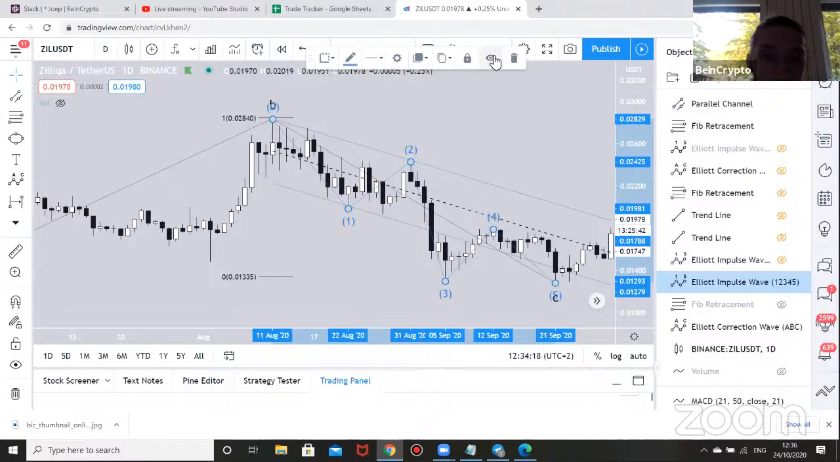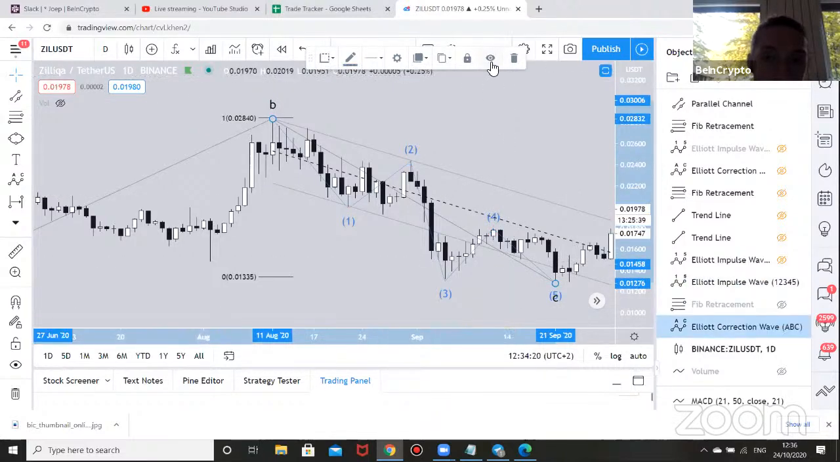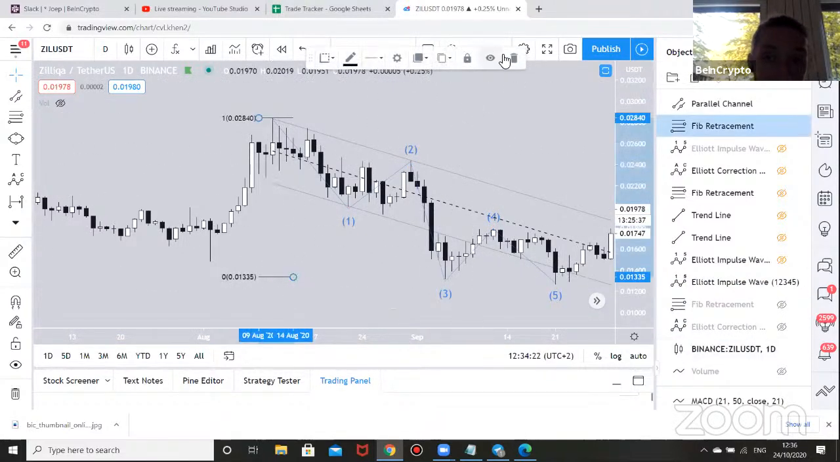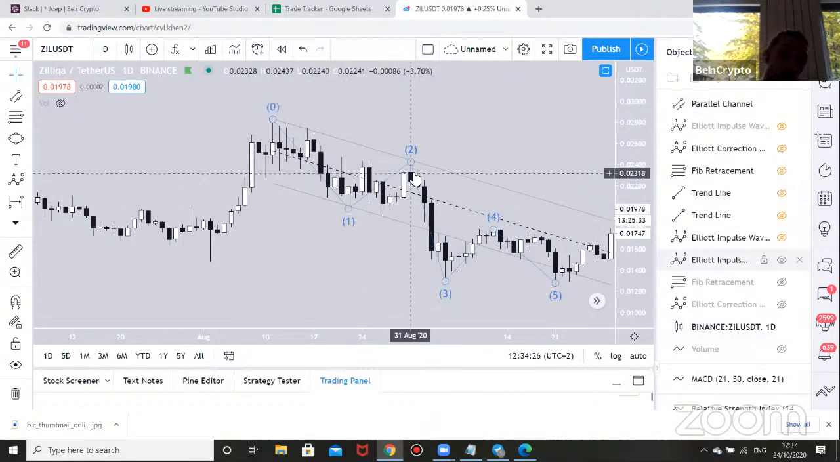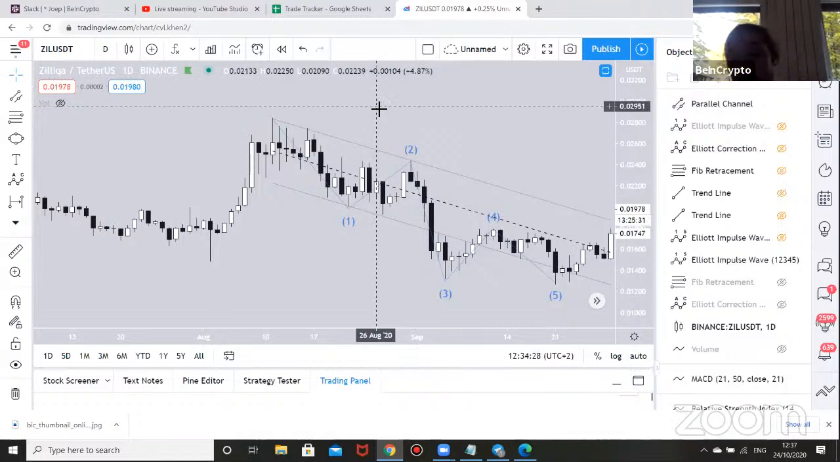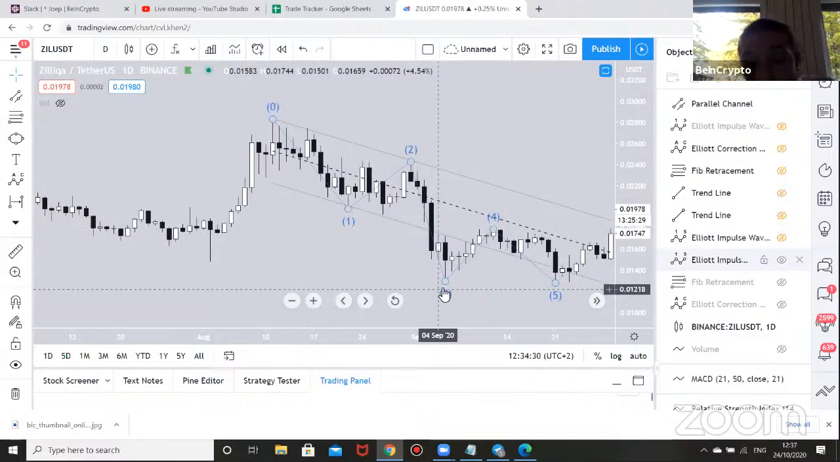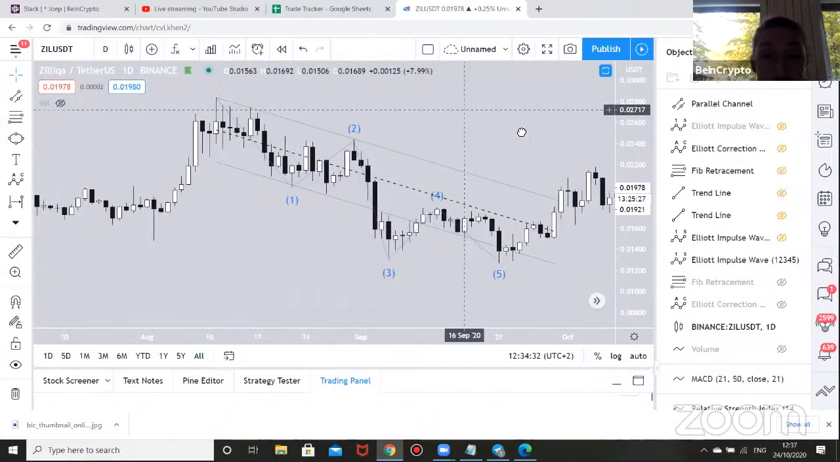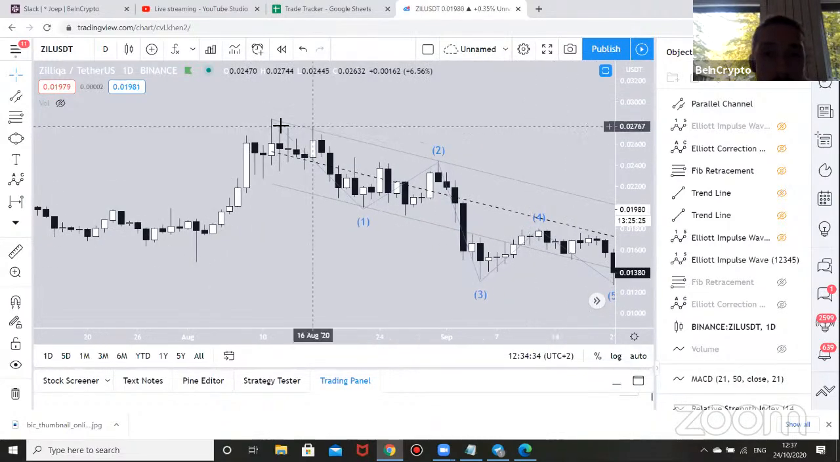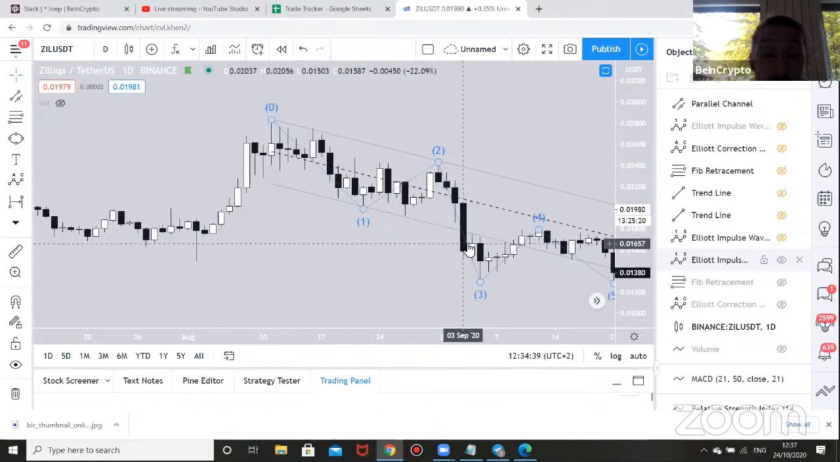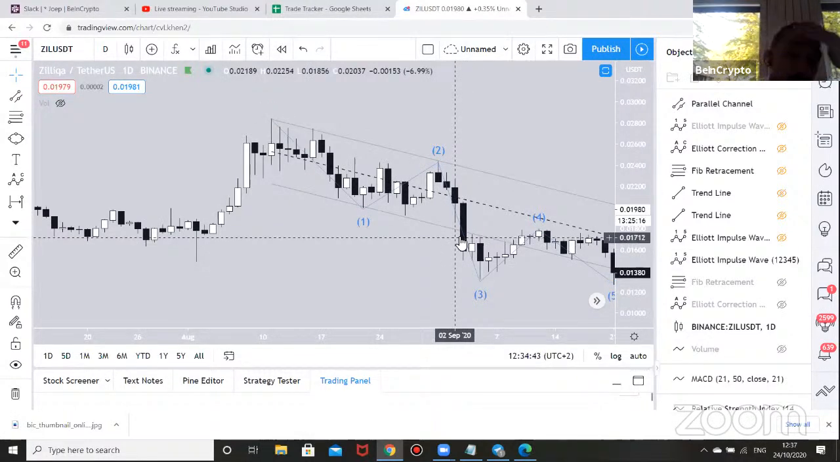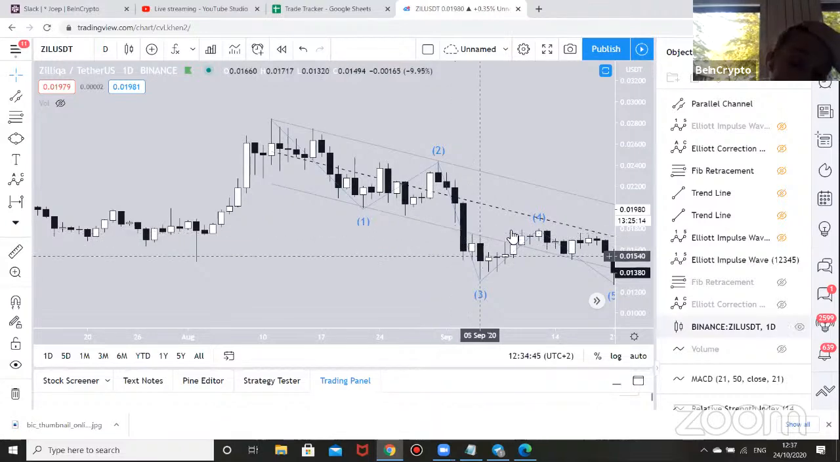Let me just clean this up a little bit. Now this follows all the rules. Wave 4 did not breach the top of wave 1. Wave 2 did not retrace more than 100% of wave 1. And wave 3 was not the shortest out of all the waves. So yeah, you had this 1, 2 here. The breakdown here shows you that this is not an impulse. Rather, it's not a correction. I mean, rather it's an impulse.